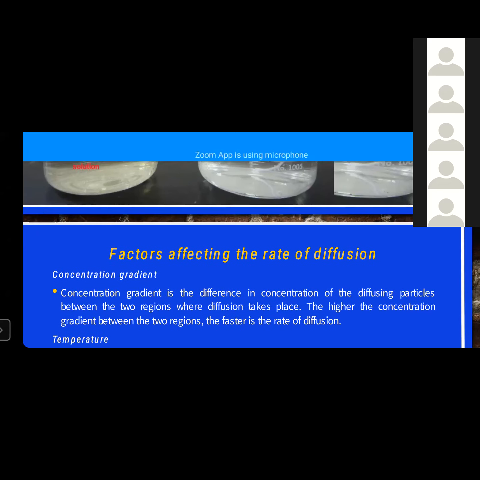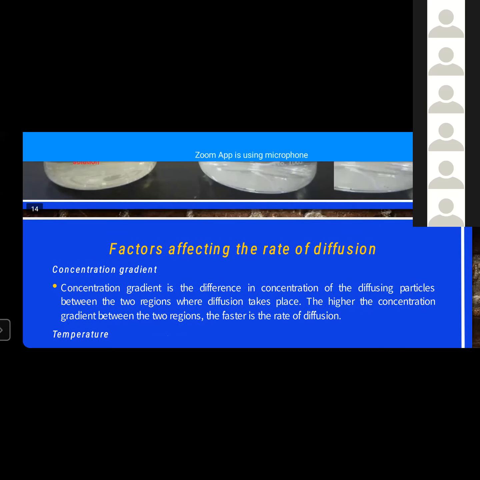Can that girl who has given the explanation read through this paragraph for us? Concentration gradient is the difference in concentration of the diffusing particles between the two regions where diffusion takes place. The higher the concentration gradient between the two regions, the faster the rate of diffusion. Yes, that is it. Exactly, that's what you have said.